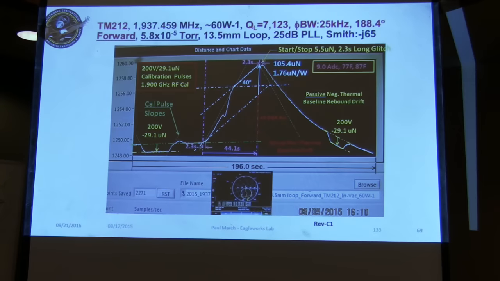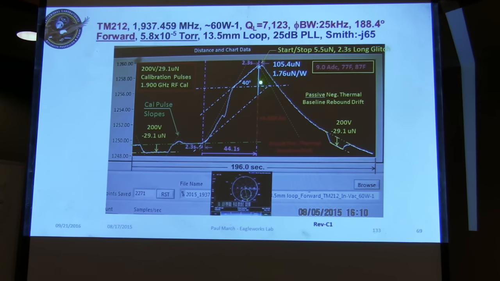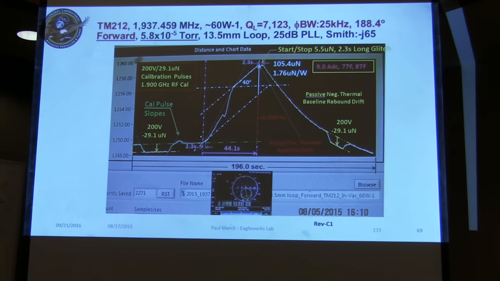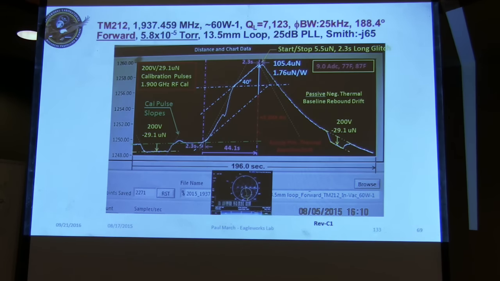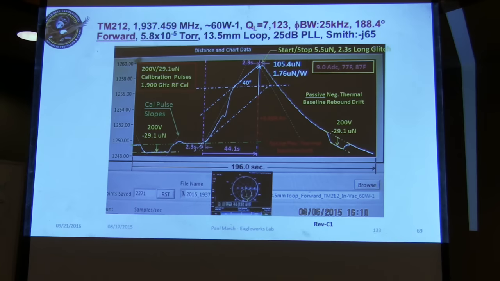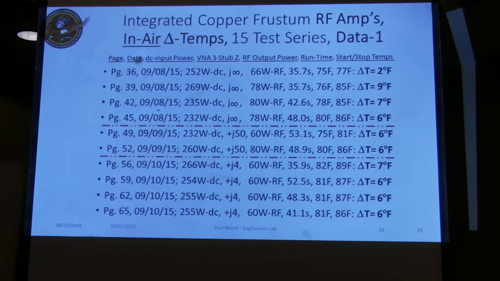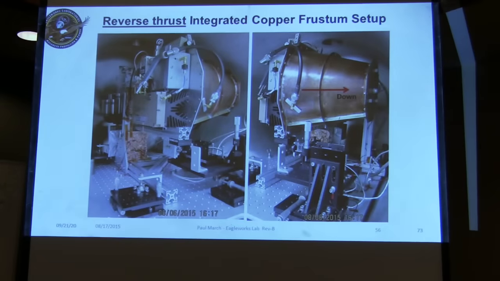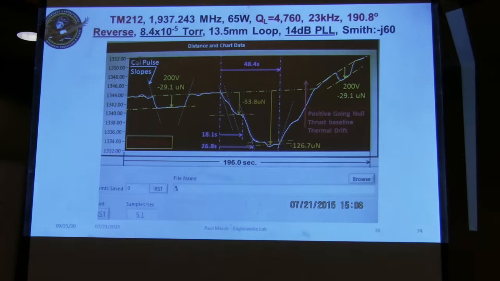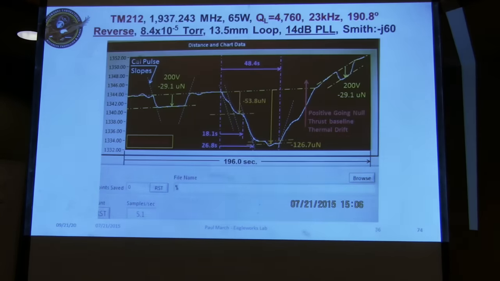And next slide. Ah, here we go. This is in vacuum, 5.8 times 10 to the minus 5 torr. And we had a thrust pulse of about 105 micronewtons, but a large CG shift in the center of gravity on the torque beam. But again, we go into all the gory details in the report. But okay, next slide. That's the reverse. Sorry, back up. Hold it right there.